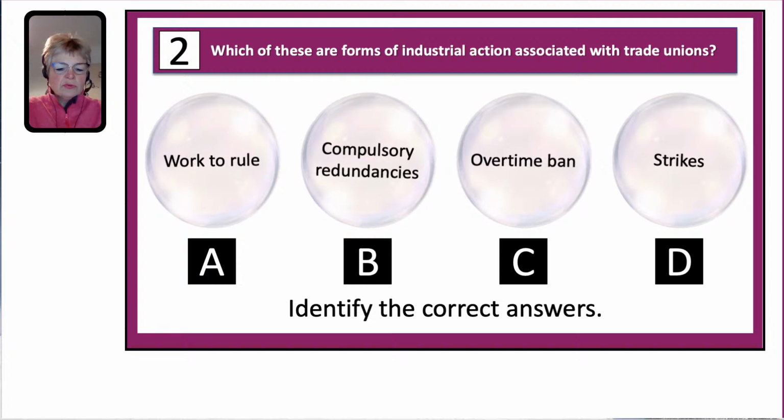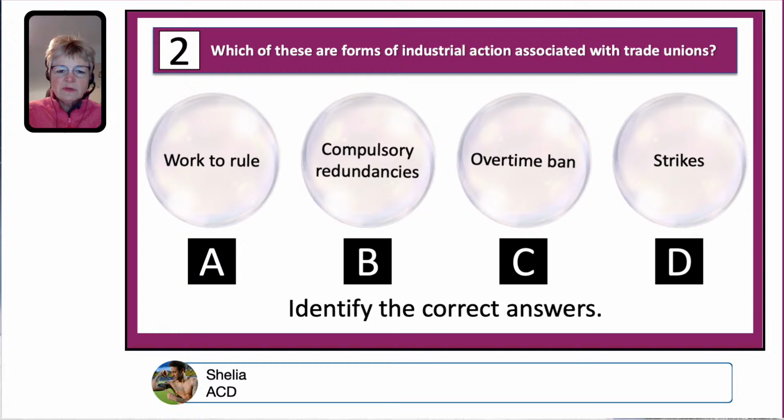You would work to rule. It really, really slows your productivity down. You go and look everything up. So what do we think is a form of industrial action? Let's have a look. We think definitely work to rule. That is an example.